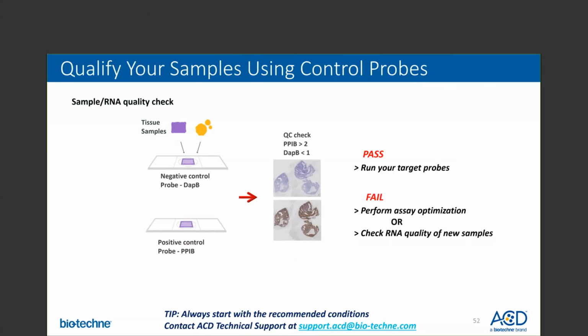If your sample passes QC, you can then move on to running your target probes. Otherwise, it is recommended that you obtain new samples with good RNA quality, or you perform optimization of the assay protocol. Please feel free to contact ACD Technical Support, and we are more than happy to help you with assay optimization.